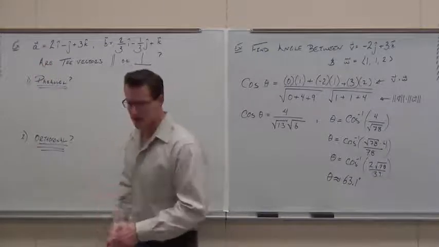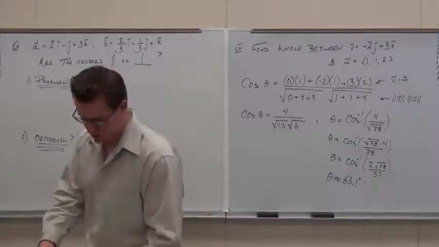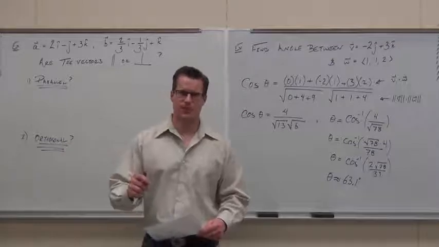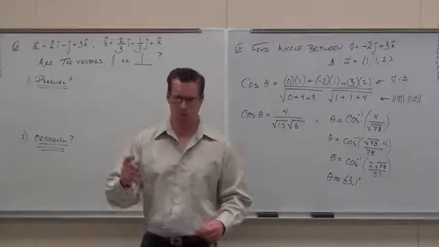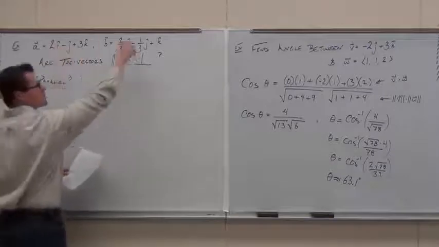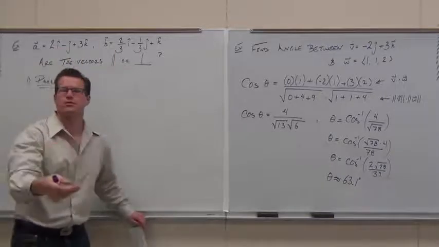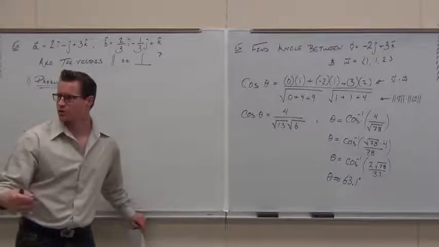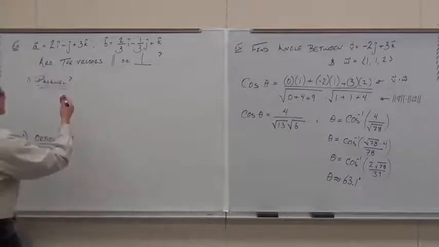So when we're checking whether these two things are parallel, it should be pretty obvious. It really should be pretty obvious. So for instance, can you make one of these into one of these by factoring out a number? If you can, they're parallel. If you can't, they're not. That's what the scalar multiple idea is, okay? So I'll start with A.